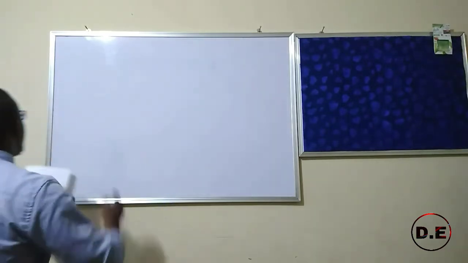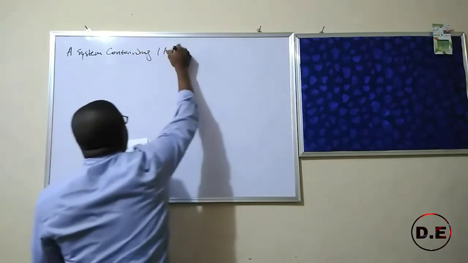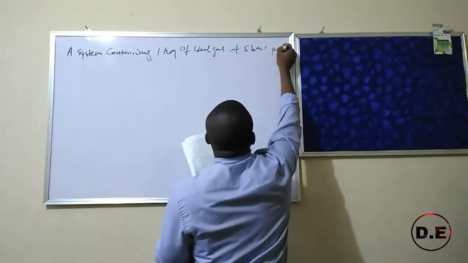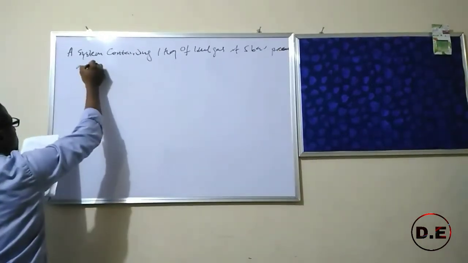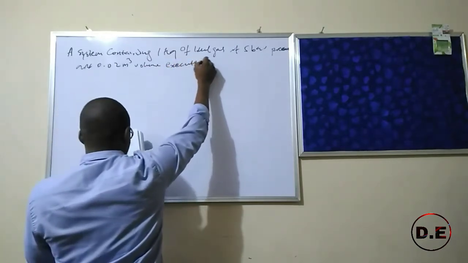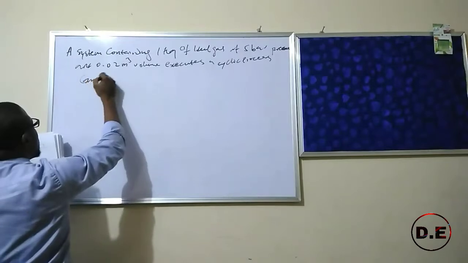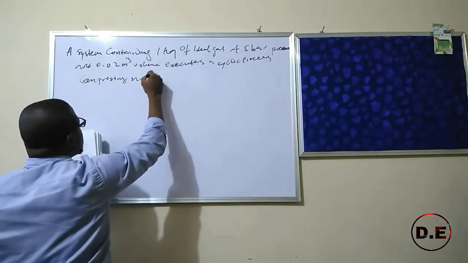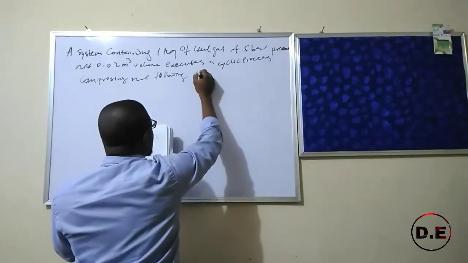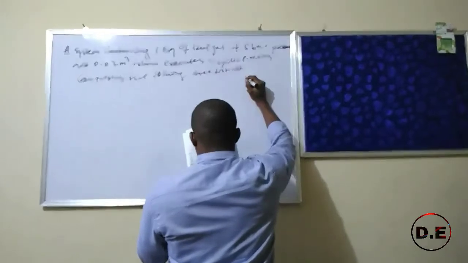Of an ideal gas, a system containing 1 kilogram of ideal gas at 5 bar pressure and 0.02 meter cube volume executes a cyclic process comprising the following three distinct operations.